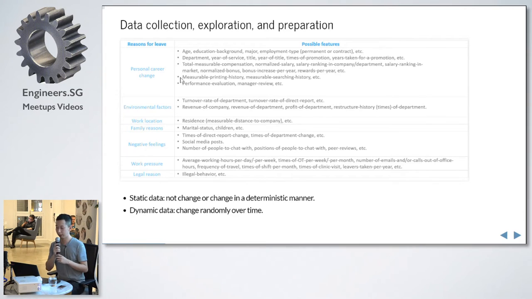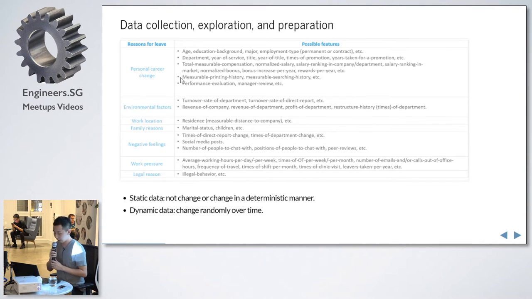Here I have a list where the first column is normally what may be the reasons for an employee leaving. Sometimes this guy just wants a personal career change because he has been in this company for so many years but has not got any promotion. So we can probably use one of the features from this factor, such as the years taken for a promotion. This is just one example. I cannot say this is an exhaustive list of all the reasons, but it's just for illustration.